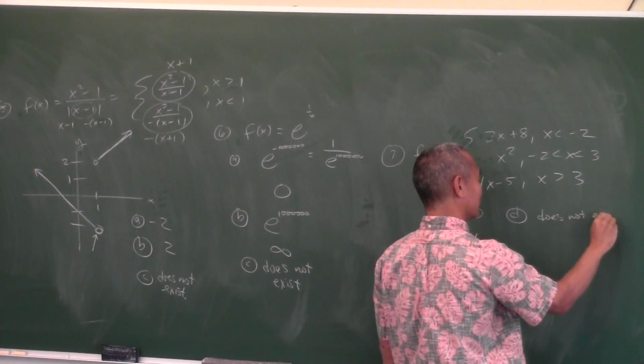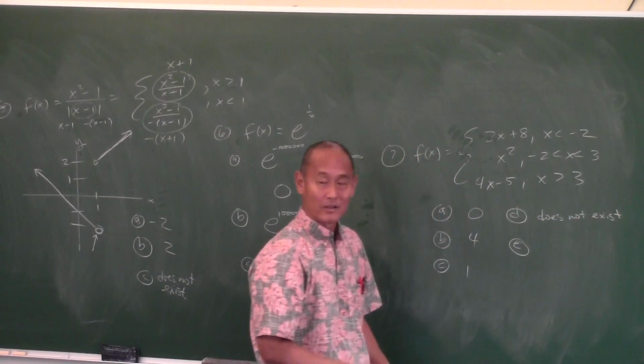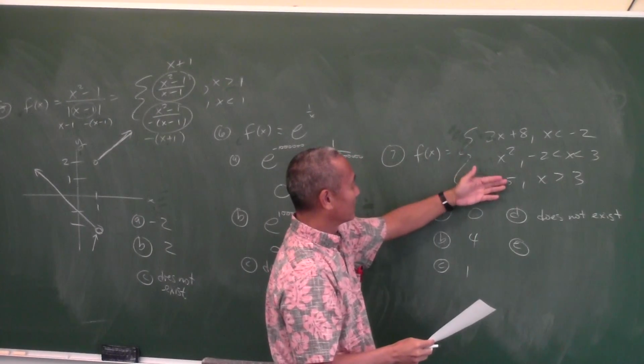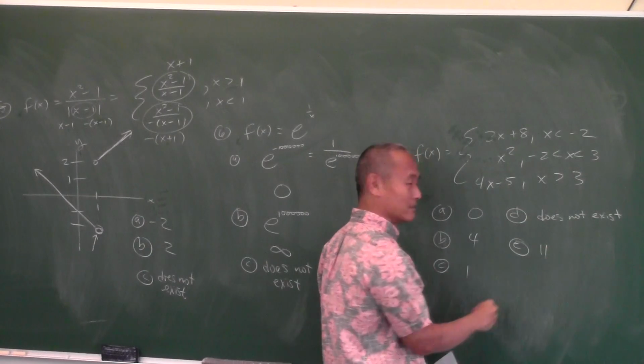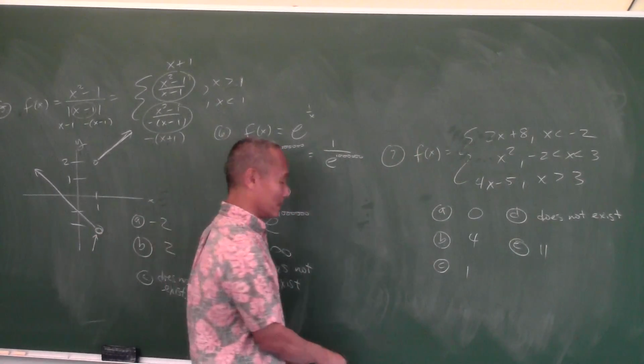Are you guys catching on? Of course, you can get these same answers by drawing it, but I'm trying to teach you to do it without drawing it down. What is the limit as x approaches 4? Where does 4 lie? Right here, greater than 3. So just plug in 4. 16 minus 5, 11. You're done. If you can plug in the number and get something, that's the answer.